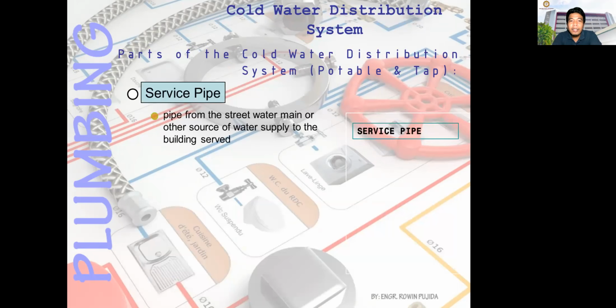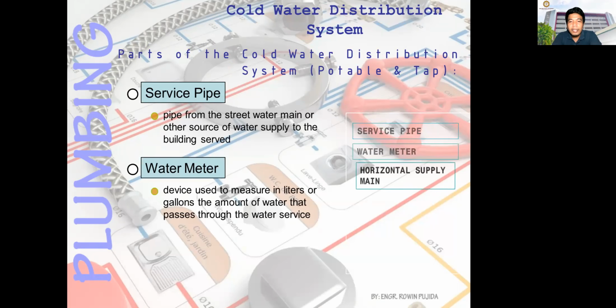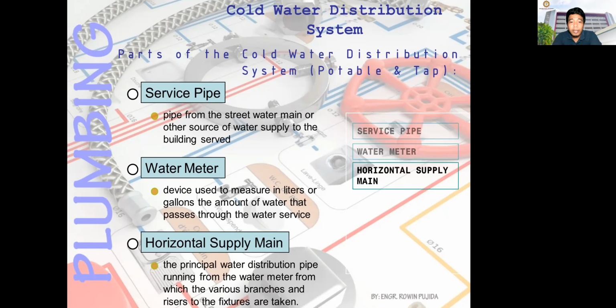Next, we have the parts of the cold water distribution system, potable water and tap water. First, you have the service pipe. This is the pipe from the street water main or other source of water supply to the building served. Next is the water meter, a device used to measure in liters or gallons the amount of water that passes through the water service. You already know what it is.